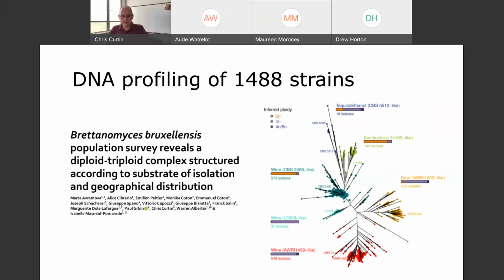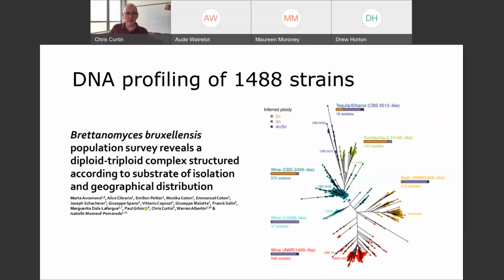So I've been involved in several projects over the years to look at Brettanomyces strain diversity and try and understand how they're genetically related. And this is a collaborative project I was involved in that I'm just showing as an example because it's the one that had the most strains. So 1,488 strains of Brettanomyces bruxellensis, which within the Brettanomyces family is the species that causes spoilage in wine. And these came from all over the world. A lot of them were from France, but there were representatives from Australia, from South America, from the US, and other parts of Europe as well.